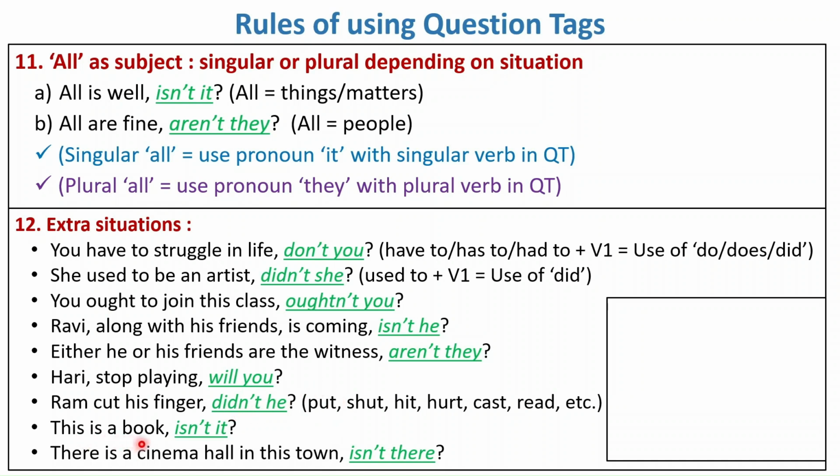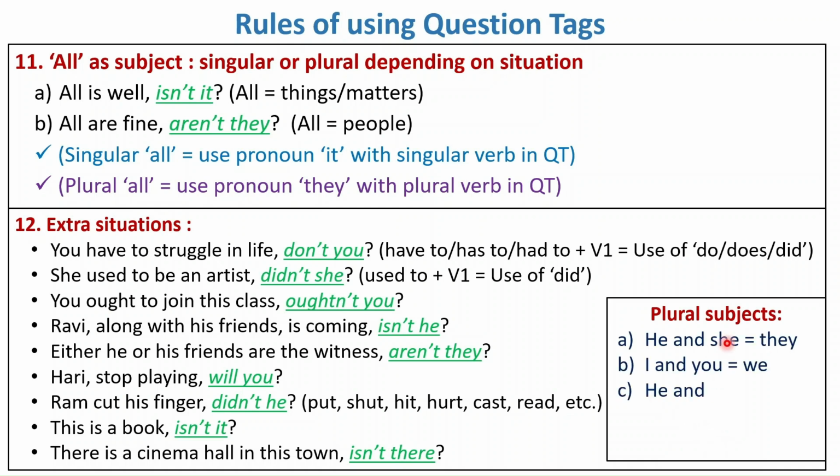This is a book, isn't it? Okay. This cannot be used in question tag. It should be converted into it. There is a cinema hall in this town, isn't there? There is used in question tag, isn't there?